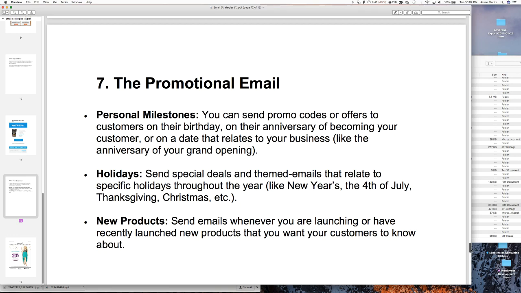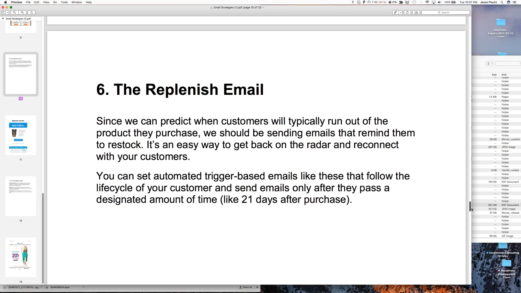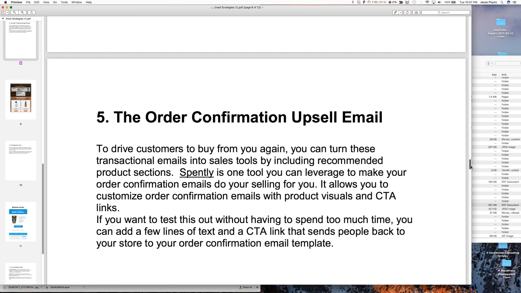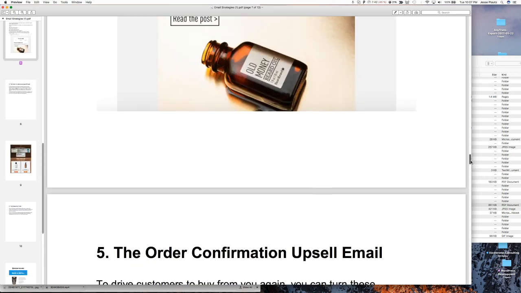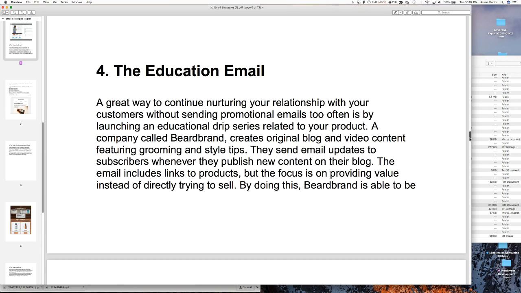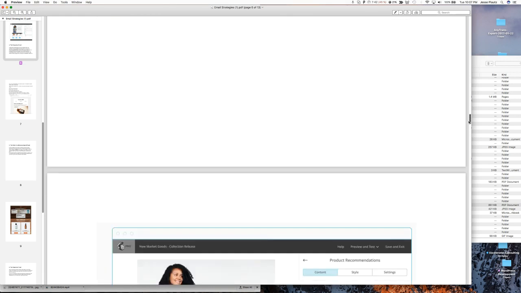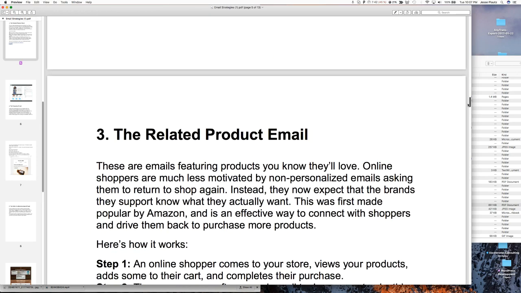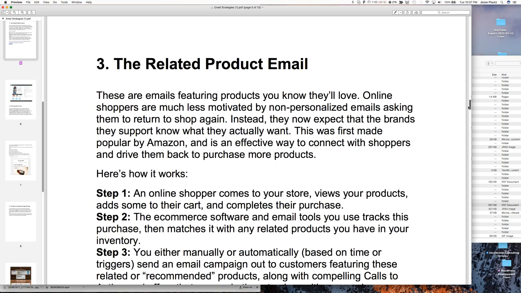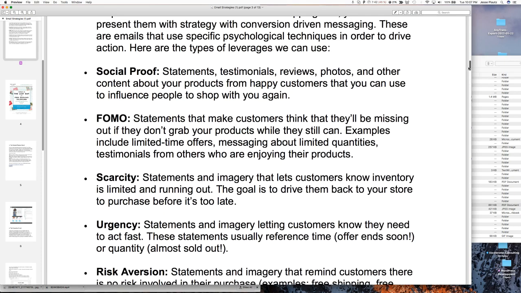Just to go over them, the promotional email, special events, the replenish email, super valuable for e-liquid. The order confirmation upsell email, very, very useful, but more technologically advanced. The education email, this is a regular email that you send out on a regular basis to keep your audience engaged and educate them. The related product email, very, very useful. You're going to have to do some research in your basket to get the products that you want that are related. Or use common sense.